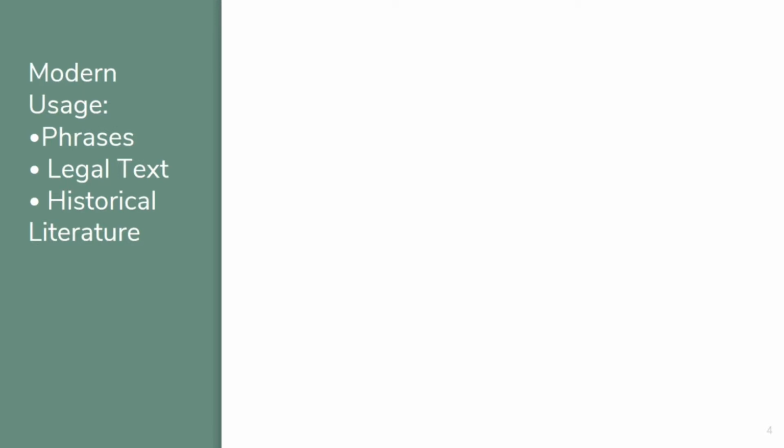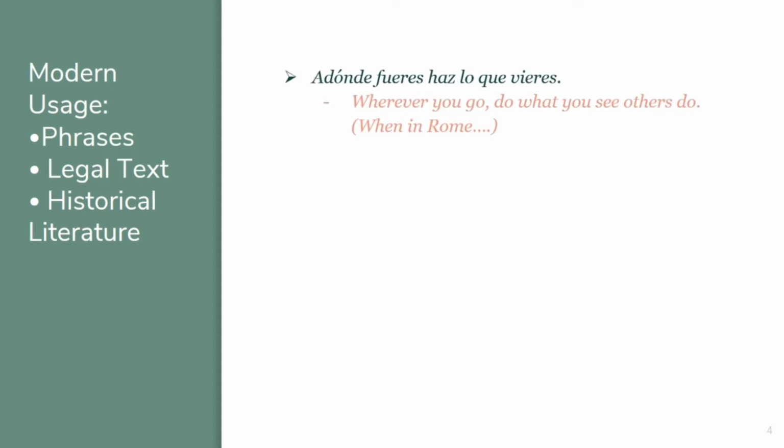So there's a few phrases left over from that. An example of that is "A donde fueres, haz lo que vieres." Wherever you go, do what you see others do. Or, as you probably know that phrase best, when in Rome, do as the Romans do. Alright, so that's "A donde fueres, haz lo que vieres." And again, fueres and vieres are both in future subjunctive. Then there's "Venga lo que viniere," which is come what may. Venga lo que viniere. And so I got both of those from Live Lingua.